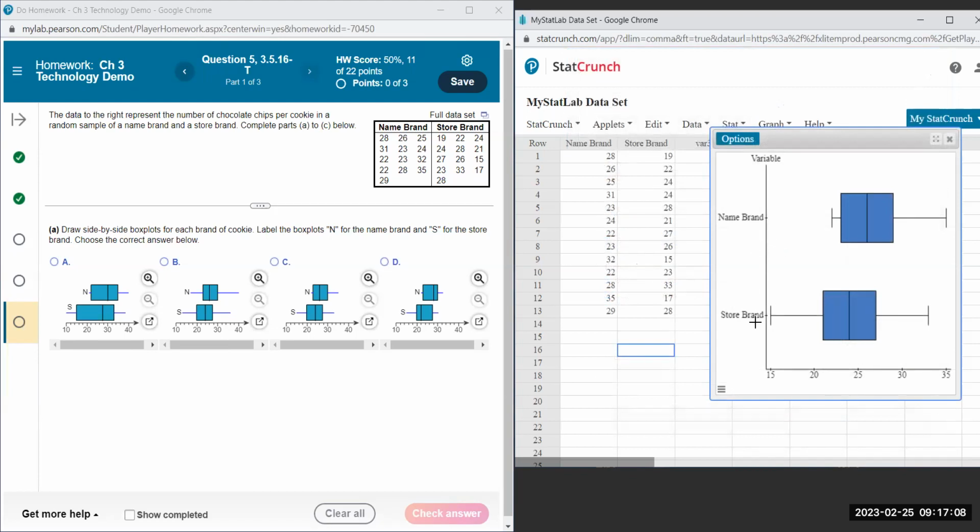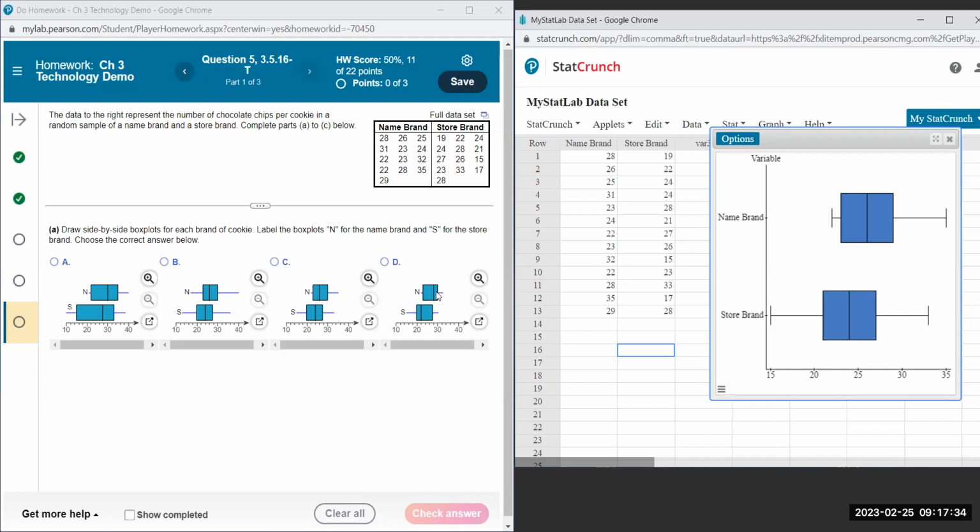And now the name brand's on the top and the store brand's on the bottom. But if you're okay with that. So the name brand, kind of like this, this first quarter here is kind of lined up with the middle here. So I want to choose and see which one is like that.